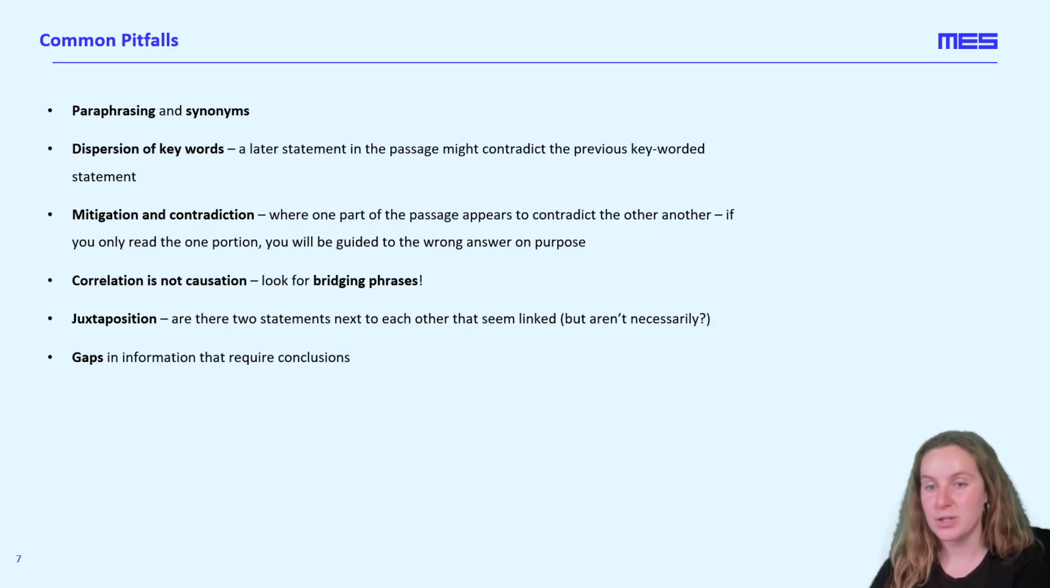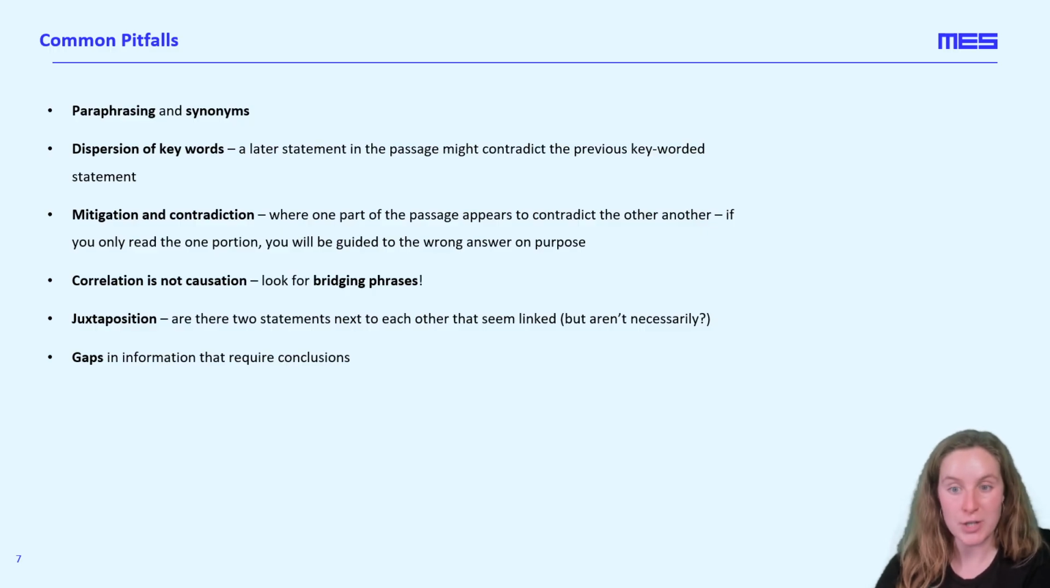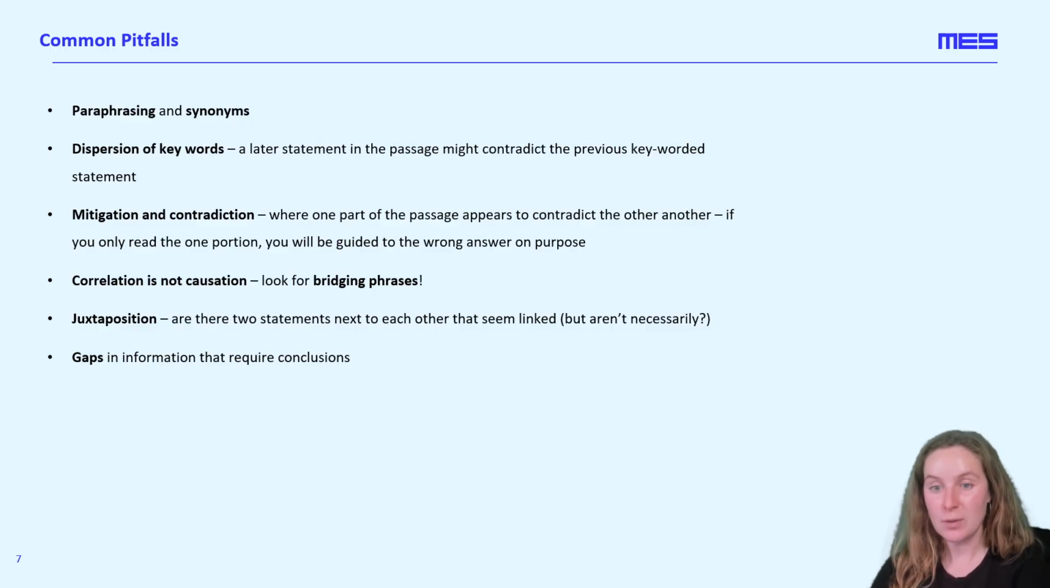That's the same with mitigation and contradiction. One part of the passage may appear to contradict the other. You need to be mindful of what the question is asking you and where you are getting your deciding answer. Correlation is not causation. You're looking for bridging phrases that link 2 sentences together, like however, consequently, as a result, because of. If not, some of those statements might be next to each other, but they might be juxtaposed. So they might be literally one after the other, and your brain may, in reading or skimming, conclude that there is a relationship between the contents of each sentence, but that is not necessarily the case and is often a pitfall in this type of question in verbal reasoning.